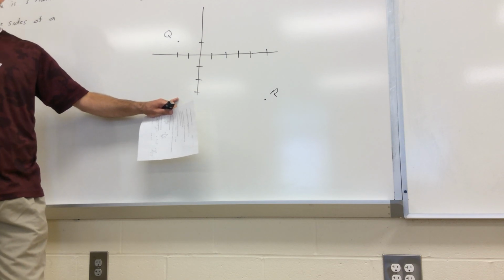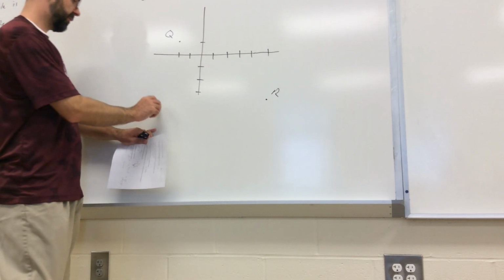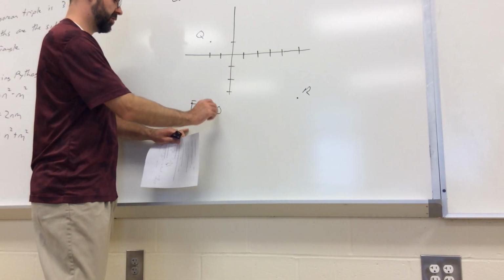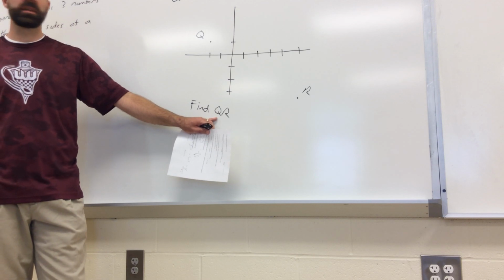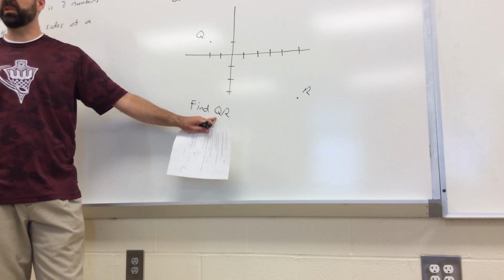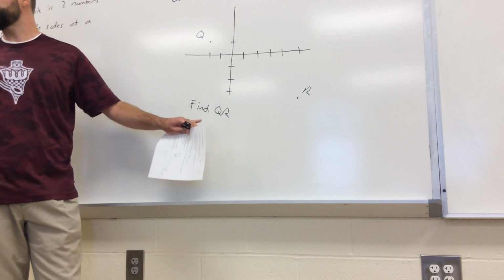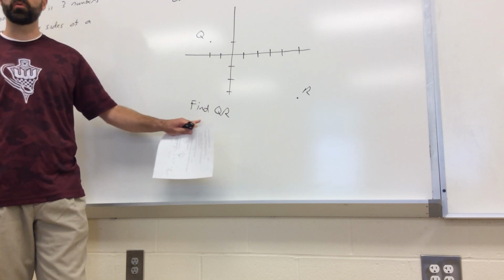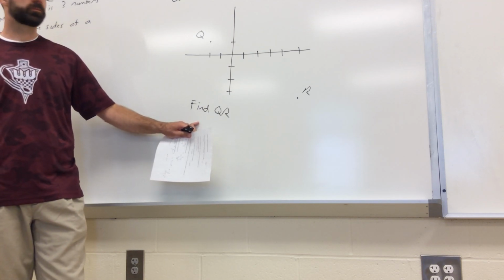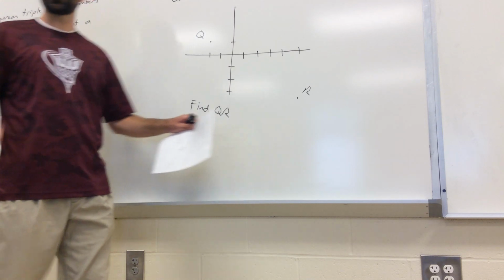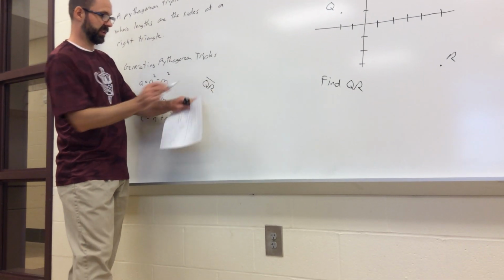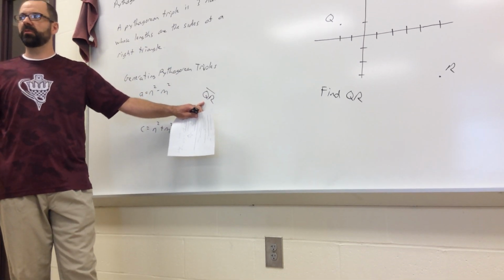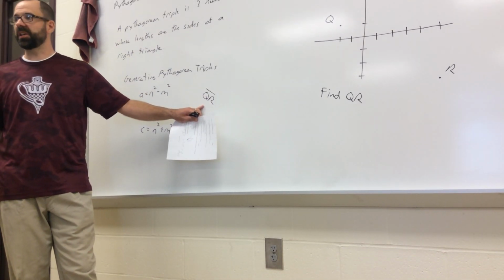Okay, then the question says find QR. And we haven't seen that symbol before, so I have to explain what that symbol means. But that's what this question's asking. It's asking us to find QR. So we have seen something that's kind of like that. We've seen QR with the little line over it. And this is the name of a line segment.